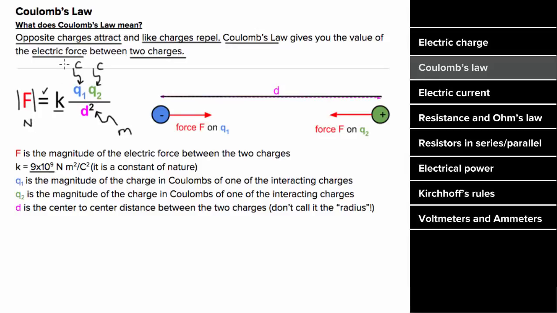Also, don't rely on the negative and positive signs of the charges to tell you which way the force points. Just use the fact that opposite charges attract and like charges repel, and use Coulomb's law to get the magnitude of the force. So what does an example problem involving Coulomb's law look like?